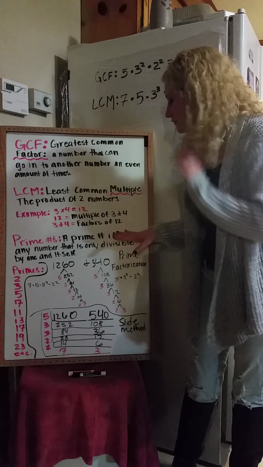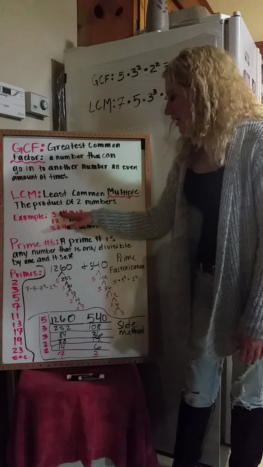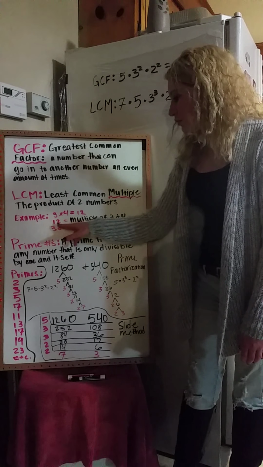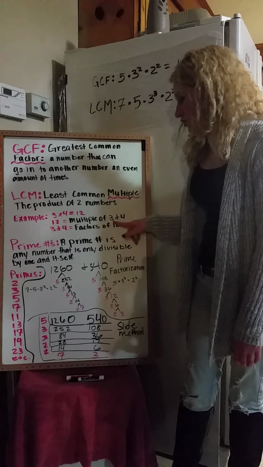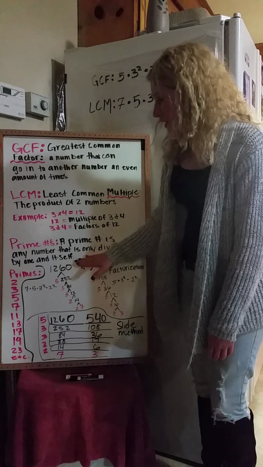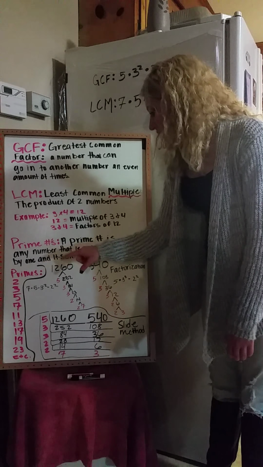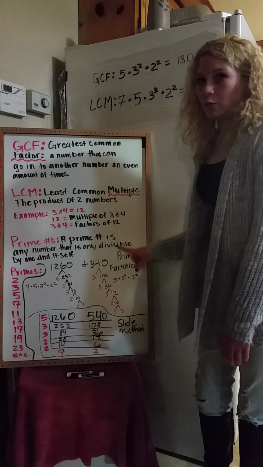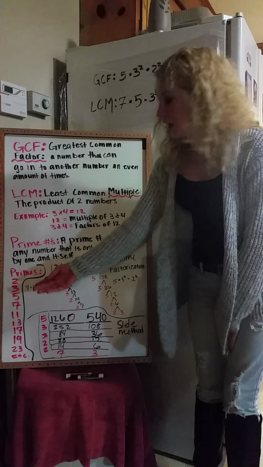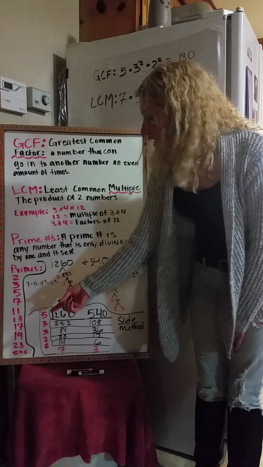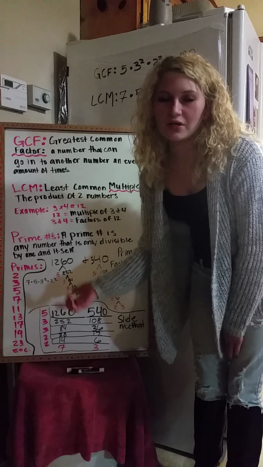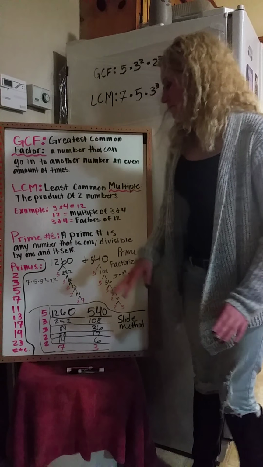An example to define these is 3 times 4 equals 12. So 12 is a multiple of 3 and 4, and 3 and 4 are factors of 12. A prime number is any number that is only divisible by 1 and itself. Some examples of primes are 2, 3, 5, 7, 11, 13, 17, 19, 23, etc. Those are the beginning prime numbers.